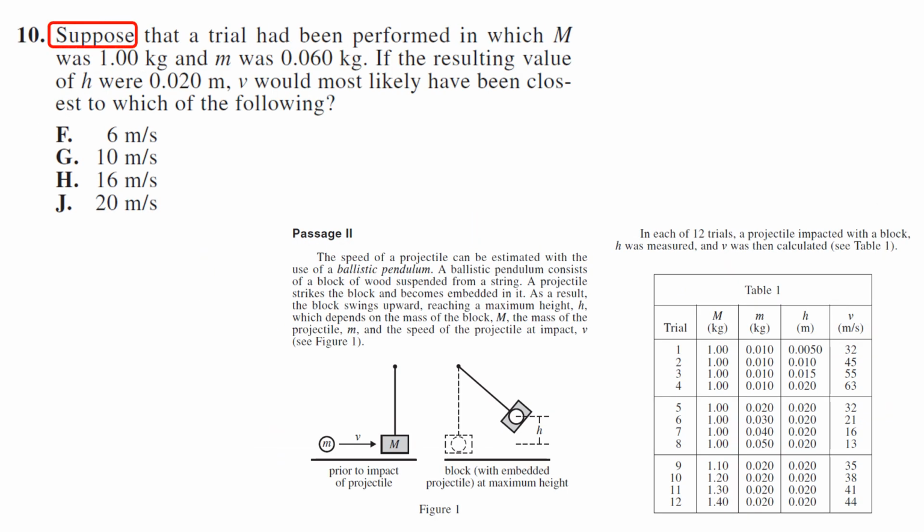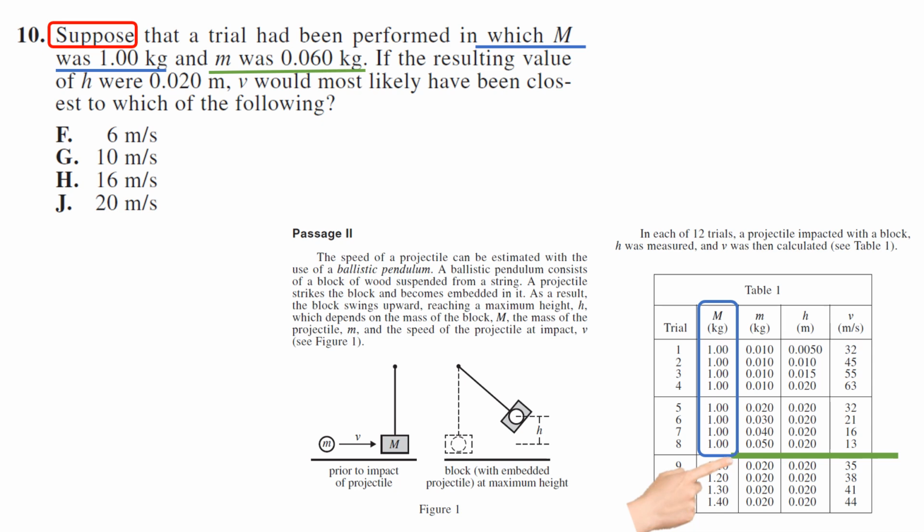Number 10 is a suppose question. Suppose questions make you insert information, make some inferences. So suppose a trial had been performed in which M was 1 kilogram, so that's everything trial 1 to 8, and the little m was 0.6 kilograms. So that's going to put us right after trial 8, right? So we see that it progresses 0.02, 0.03, 0.04, 0.05, then 0.06 kilograms.